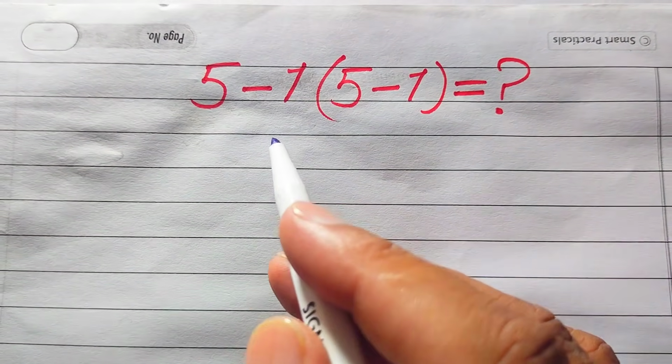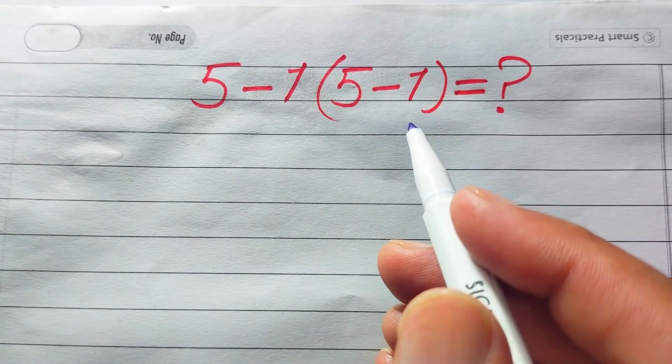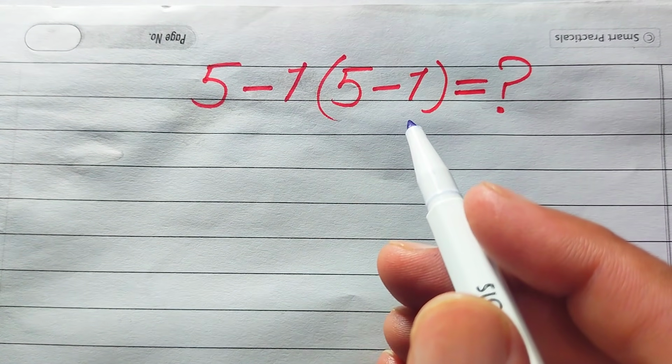So here we have 5 minus 1 times of 5 minus 1 is equals to what? We write this algebraic expression into the simplified form.